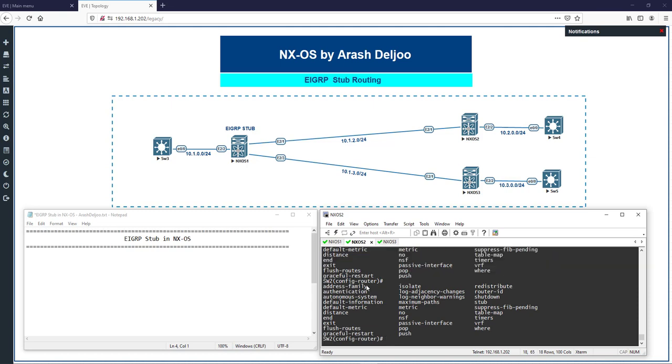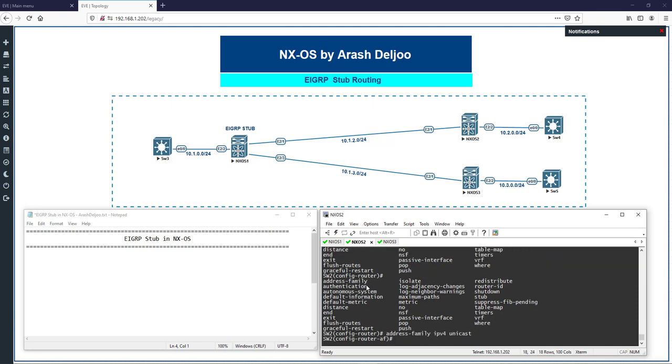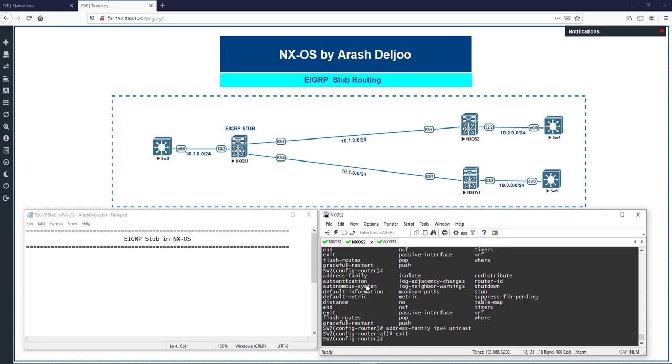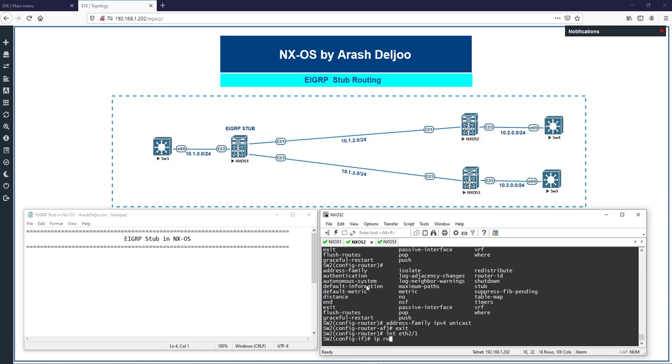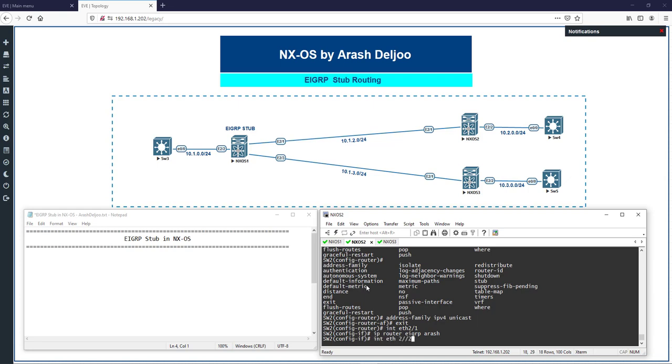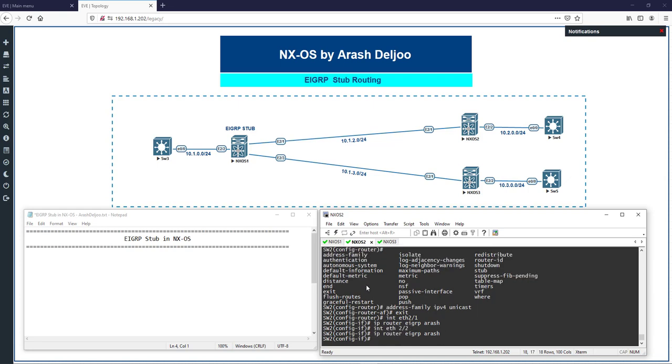The first command is address family IPv4 unicast. Then we should go to the interface. On the interface ETH21, we use the IP router EIGRP Arash command. Then interface ETH22, and after that IP router EIGRP Arash.